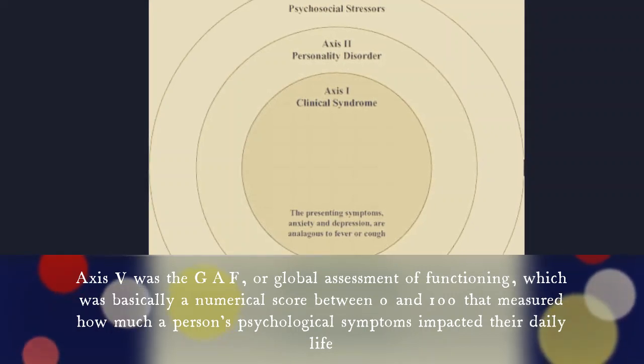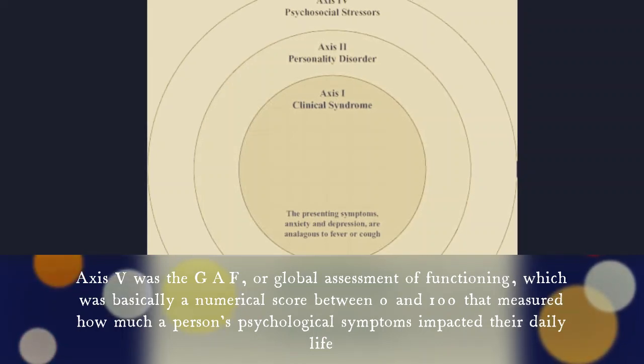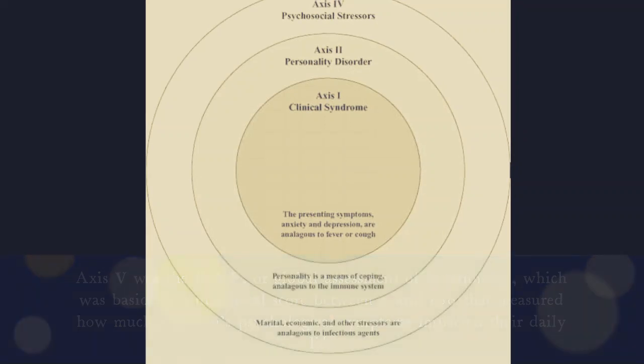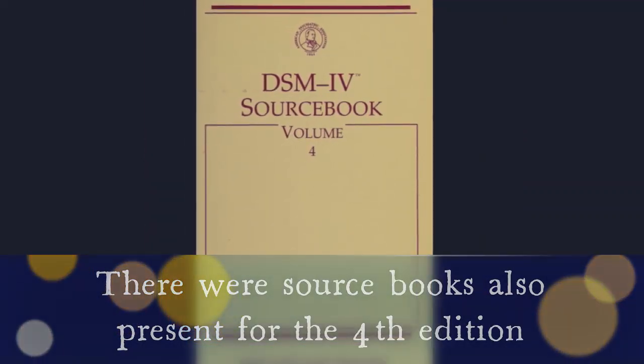Axis 5 was the GAF, or Global Assessment of Functioning, which was basically a numerical score between 0 and 100 that measured how much a person's psychological symptoms impacted their daily life. There were source books also present for the 4th edition.